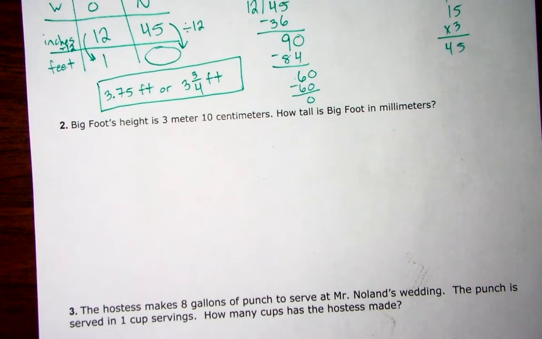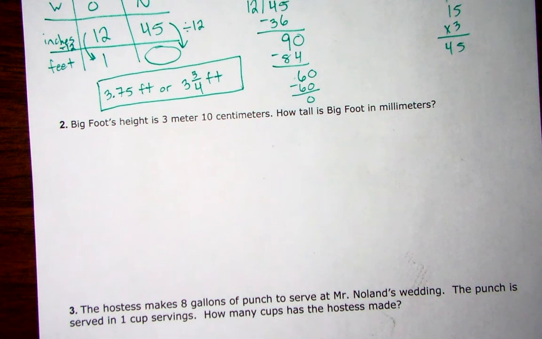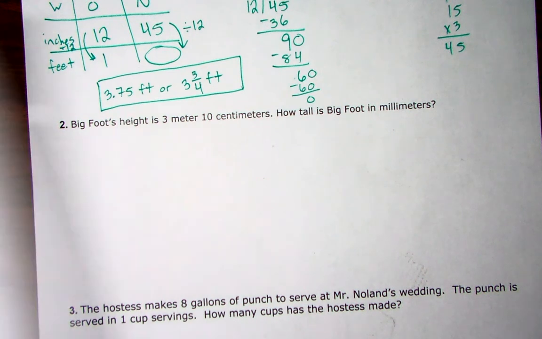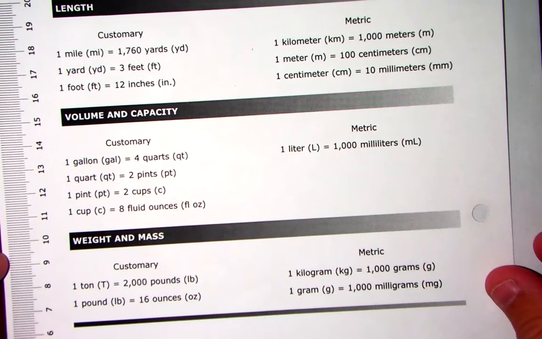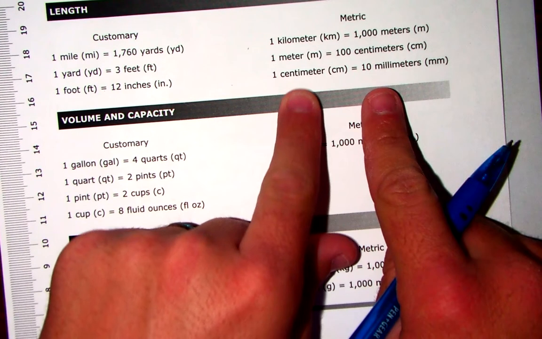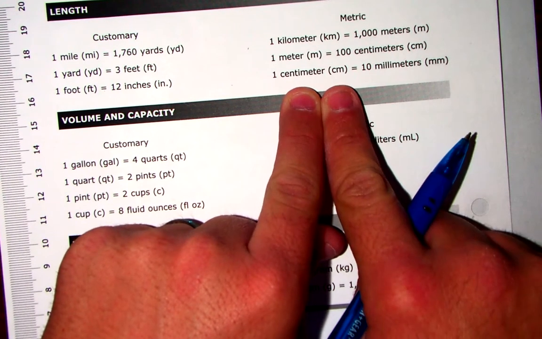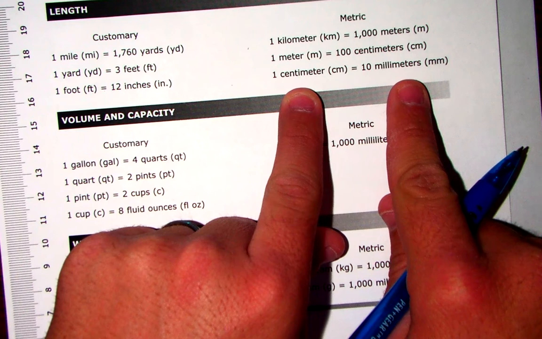Bigfoot. Oh, we spotted Bigfoot. Bigfoot height is 3 meters, 10 centimeters tall. How tall is Bigfoot in millimeters? Wow. Well, let's go to my star chart. Notice I can compare centimeters, millimeters.